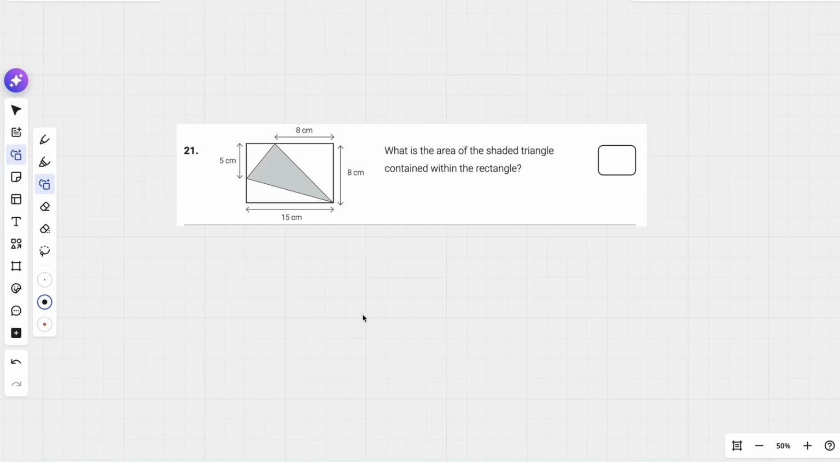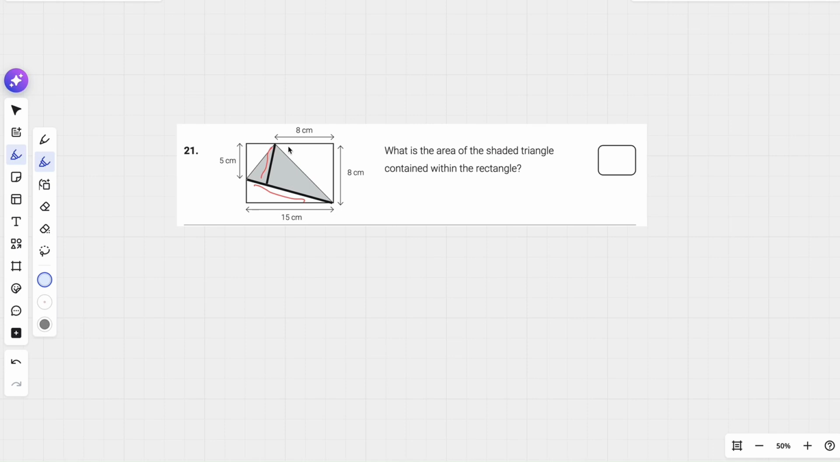What is the area of the shaded triangle contained within the rectangle? Most people would see this triangle and they would start solving the question by finding the base of the triangle and then the height. There's a much easier way to work out this question.